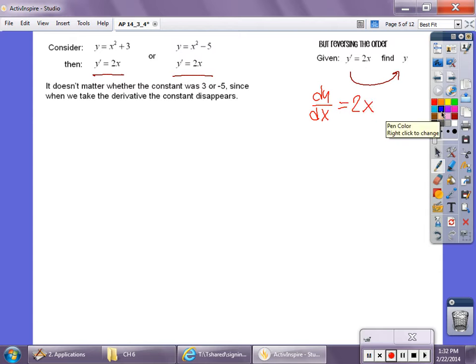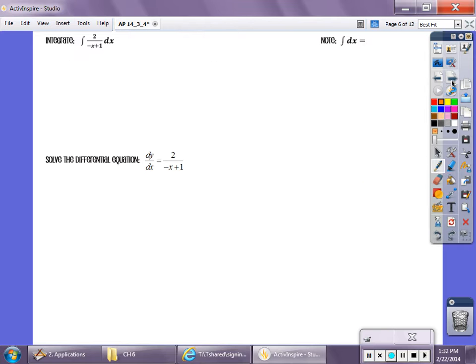Step 1 was to multiply both sides by the dx, and you get dy is equal to 2x dx. Then you can integrate. The integral of dy is y itself. The integral of 2x is x squared plus c. And then here, I'm pretty much stuck. I don't have an initial value, so that's the answer to my differential equation.